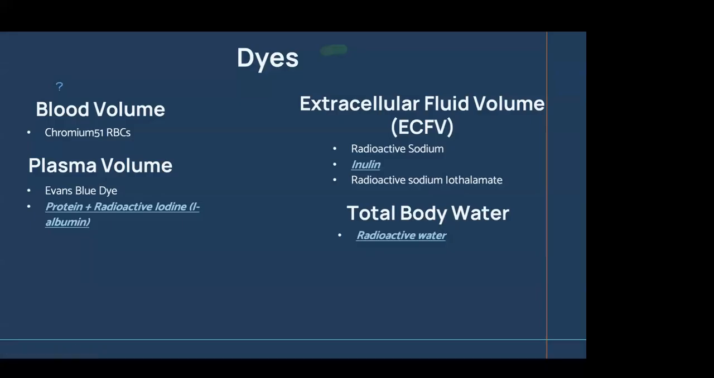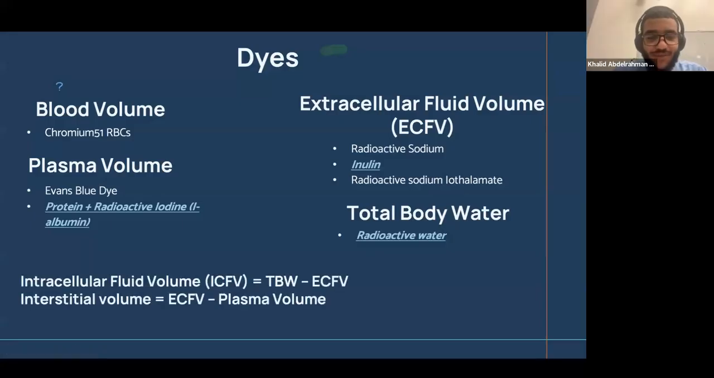Yes, thank you. Okay. And for interstitial fluid, as she said, it's extracellular volume minus plasma volume. So does everyone get this concept? It's basically because the total body water, you have it from radioactive water, and then you get the extracellular volume from inulin, for example. And then to get the intracellular fluid volume, it's just the rest of it, right? So total body water minus extracellular fluid volume. And for interstitial volume, you have the extracellular fluid volume from inulin, and then you have the plasma volume from this, and then you get interstitial volume. So all clear until now?